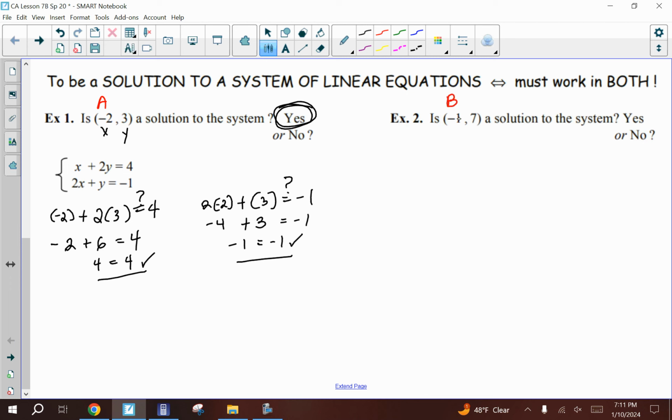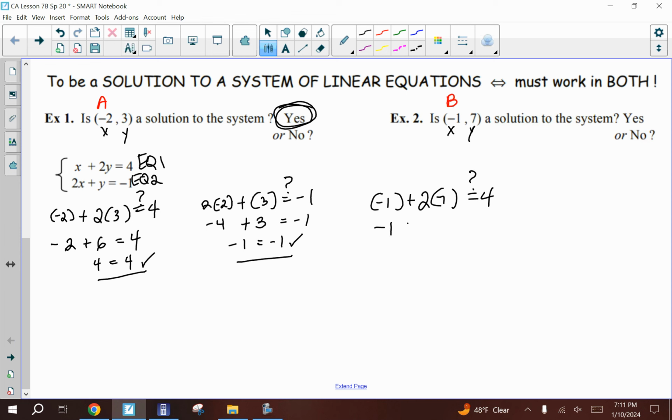So I'm going to go over to example 2, which I'm calling example B, and I'm going to test the same thing. I'm going to start off with the first equation. We'll call this equation 1, and we'll call this equation 2. So we'll start with equation 1. I'm going to put in parentheses plus 2, parentheses equals 4. So the question is, is it really going to give us 4? This is the new x and this is the new y we have to test. So I put -1 and 7.